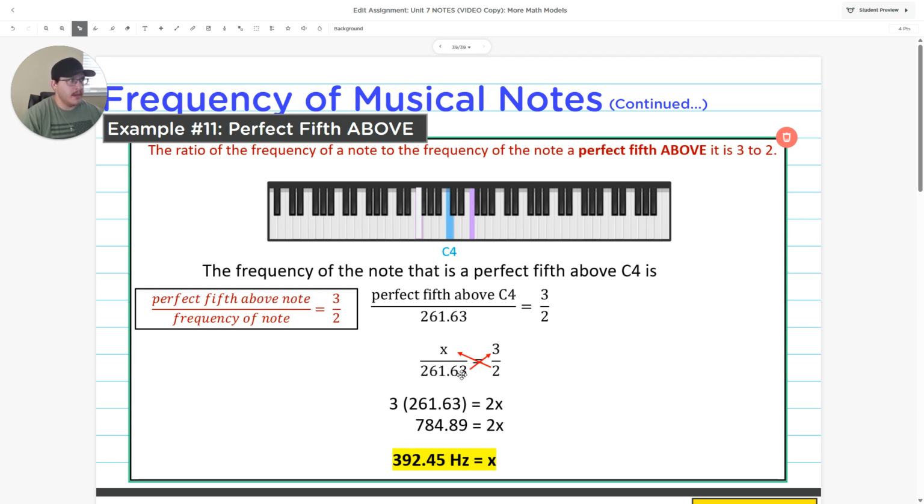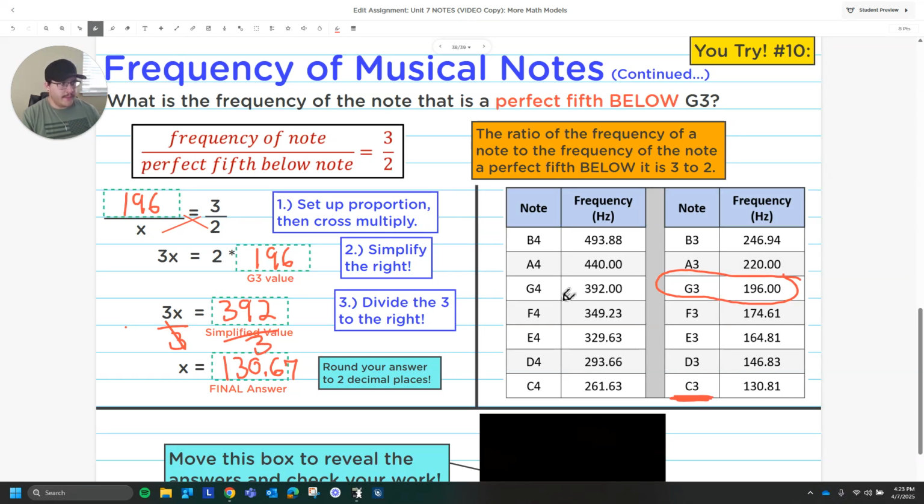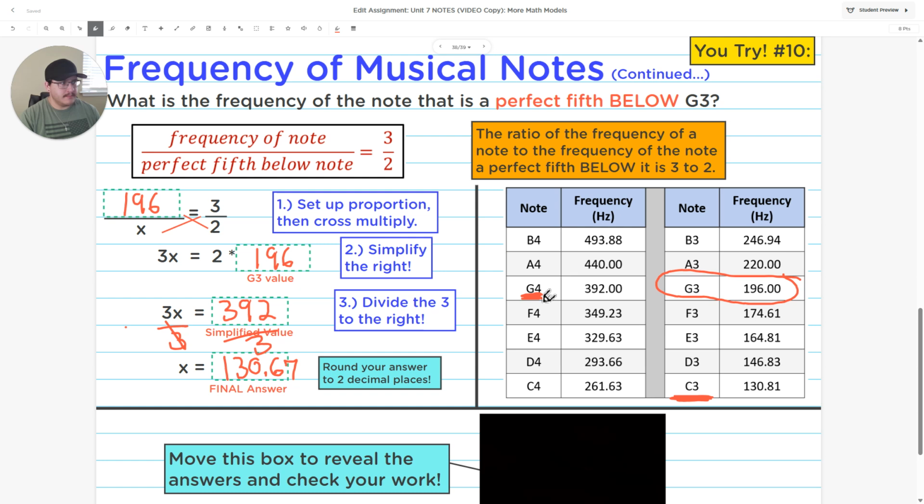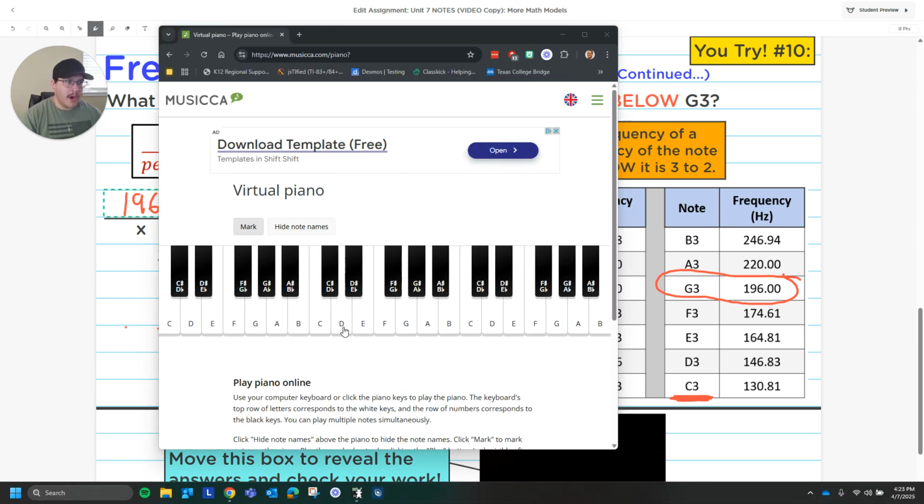So 261.63, C4, both fractions will get cross multiplied. So now this is 3 times 261.63, which equals 784.89. 2 times X turns into 2X. Next thing I'm going to do is divide it by 2. And running it through the calculator, I get 392.45. 392.45 is G. So the perfect fifth above G is C.